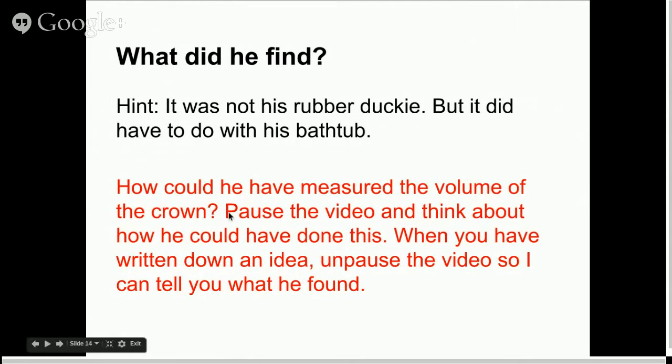What I want you to do now is think about it. How could he have measured the volume of his crown? It has to do with his bathtub. That's the hint I'm giving you. So pause this video and think about how he could have done it. Write it down and then unpause the video so I can tell you what he found. Go ahead and pause it.